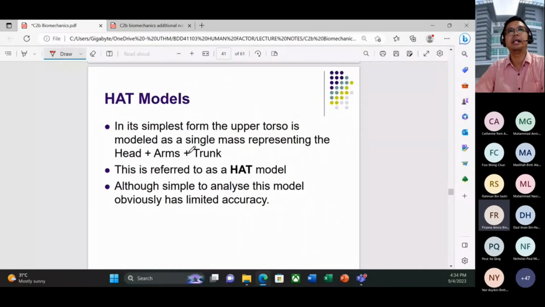The concept of the HAT model is the simplest form, where the upper torso is modeled as a single mass representing the head, arm, and trunk. That's why we call it HAT. Trunk is also known as the torso, or your back. Although simple to analyze, this model obviously has limited accuracy. The HAT model is very simple, but it has a limitation on accuracy when we calculate using it.